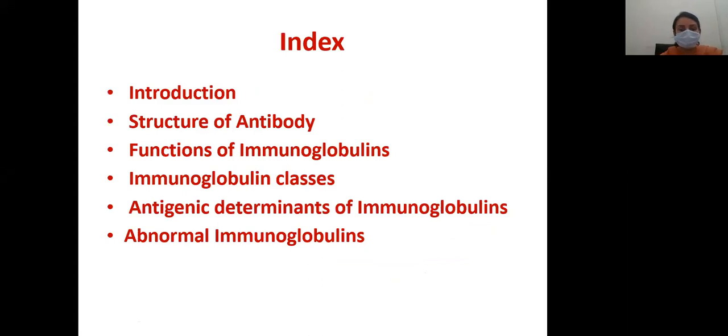First of all, we will start with the introduction and structure of antibody, functions of immunoglobulins, what the immunoglobulin classes and antigenic determinants of immunoglobulins are, and what the abnormal immunoglobulins are.